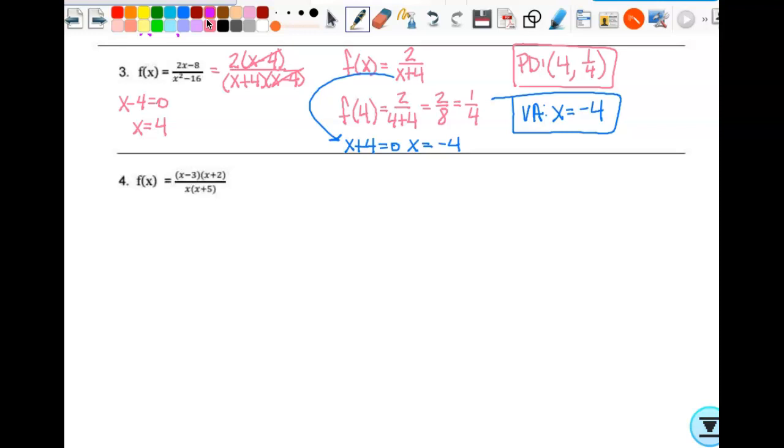On number 4, it's already factored for me. That's nice. Can I reduce anything? No. Right? Which means I have how many vertical asymptotes? 2. So I set this one equal to 0 and this one equal to 0. So I get x equals 0 and I get x plus 5 equals 0. So x equals negative 5.